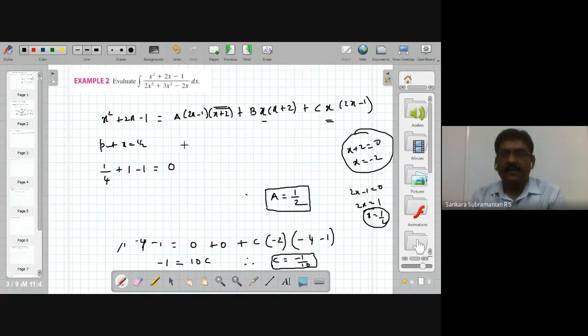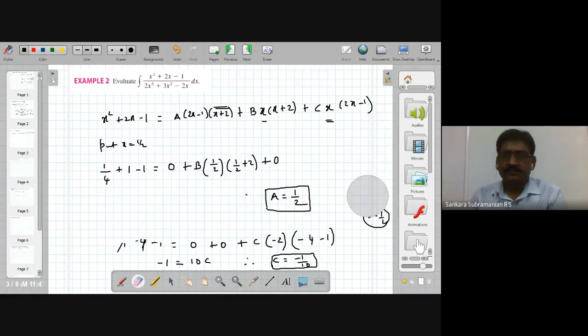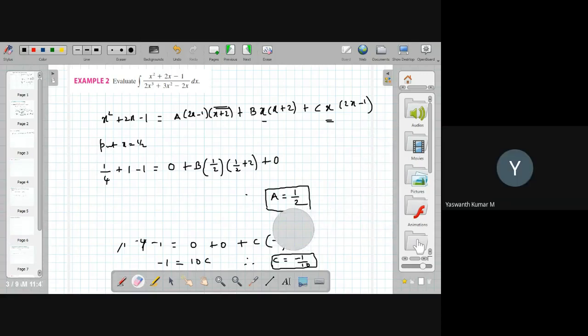Okay, and you have the second term with b times of x, which is 1 by 2, into 1 by 2 plus 2, and in the last term, you can also get 0. So b equal to 1 by 5. All right, maybe.